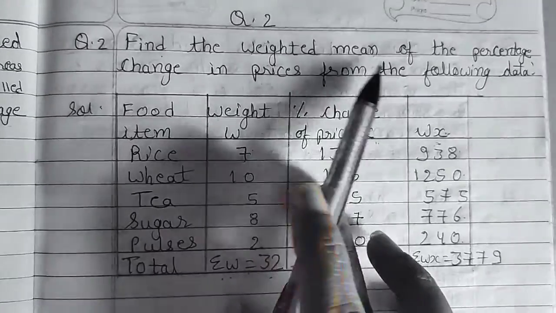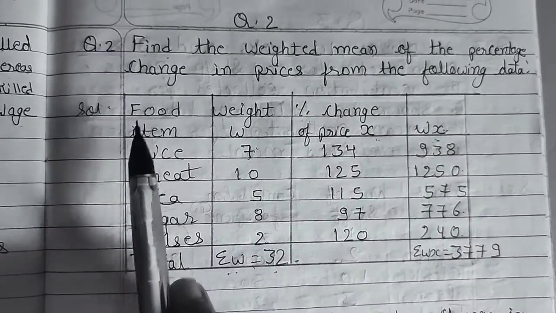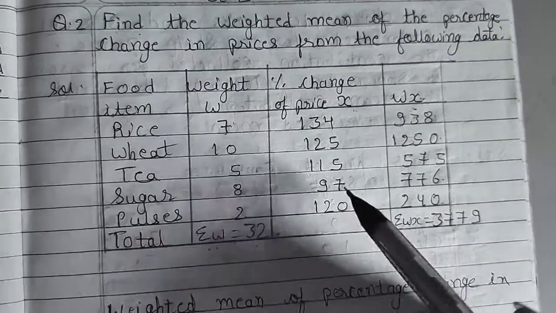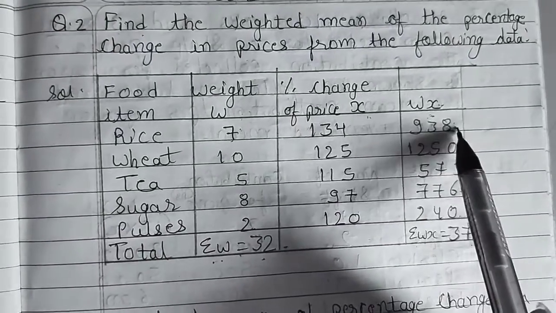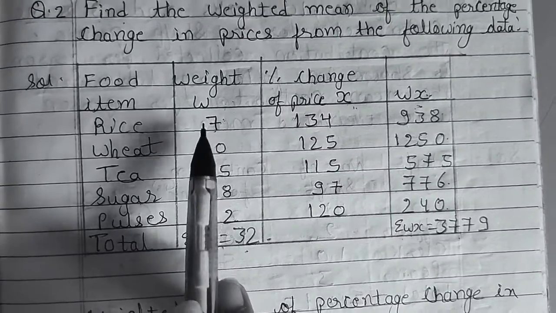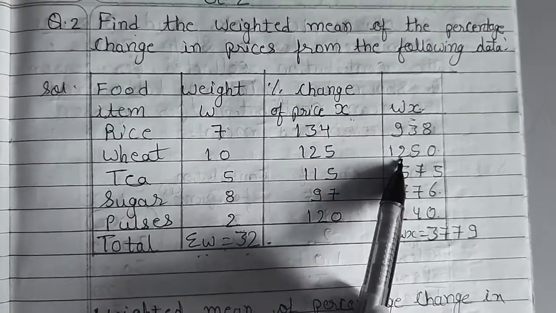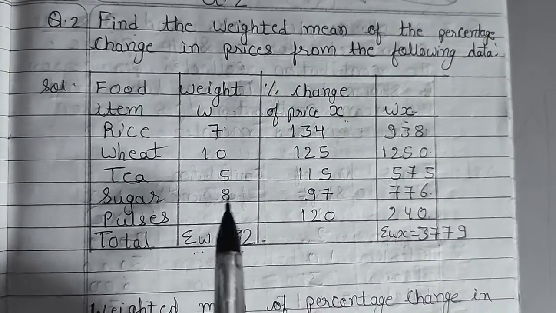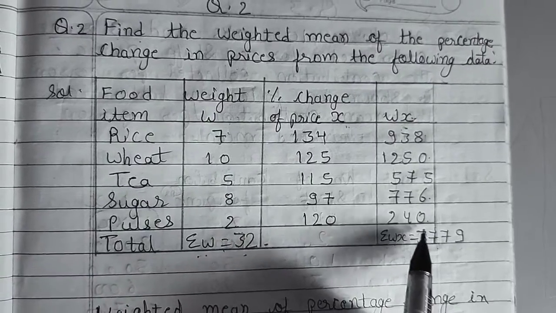Second question, find the weighted mean of percentage change in prices from the following data. Food item and weight are given to us, and percentage change of price. So you will find it by weighted mean, that is w and x. So 7 multiplied by 134, that is 938. 10 multiplied by 125, that is 1250. 5 multiplied by 115, that is 575. 8 multiplied by 97, that is 776. And 2 multiplied by 120, that is 240.